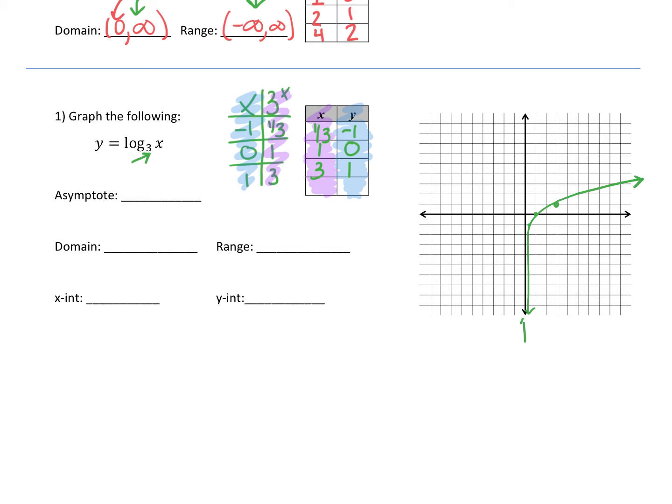Now if you notice, it has the same asymptote that we did in our original function. So our asymptote is still going to be at x equals 0. That means my domain is still going to start at 0, and my range will always be negative infinity to infinity. My x-intercept is the point where it hits the x-axis, which is right here at 1, 0. And in this case, because my asymptote is on the y-axis, I do not have a y-intercept.